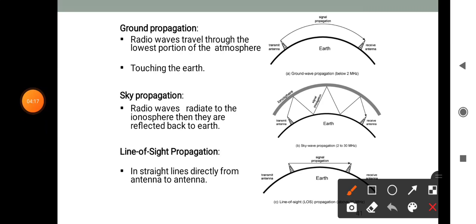See, this is the earth. Here is signal propagation, with the transmit antenna and receiving antenna. Then second is sky propagation.